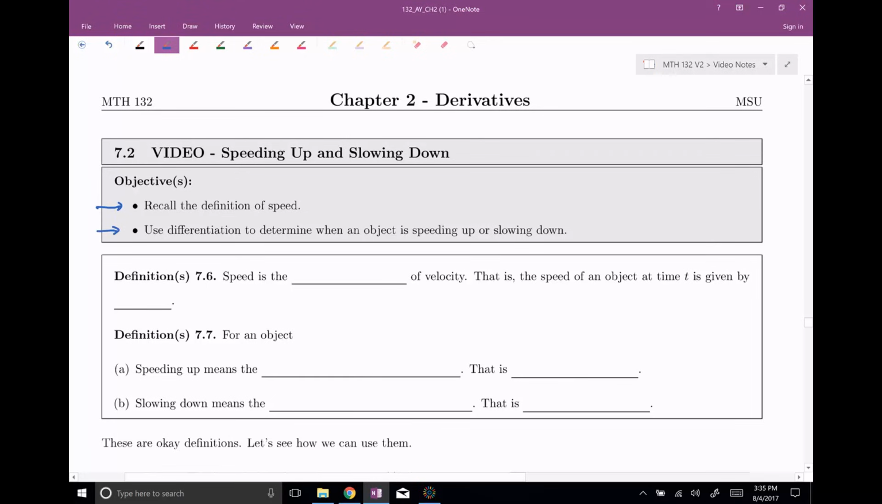Let's get to it. Our first definition is for speed, right? Speed is the magnitude of velocity, which you may remember from your favorite physics course. But the idea here is that speed is like velocity, but we don't care about which direction it's going in, right? We only care about the magnitude. And so in this class, basically the direction is given by the plus or the minus sign. Is it going in the positive direction? Is it going in the negative direction?